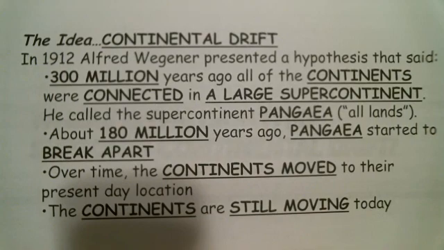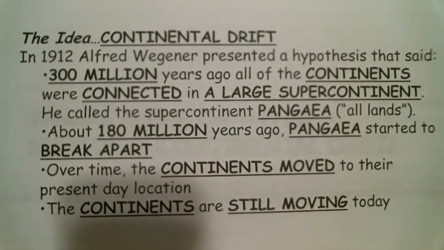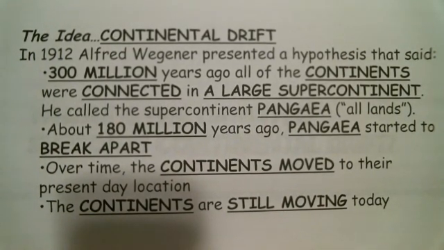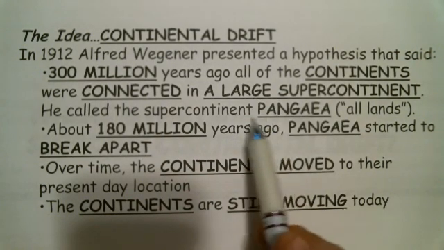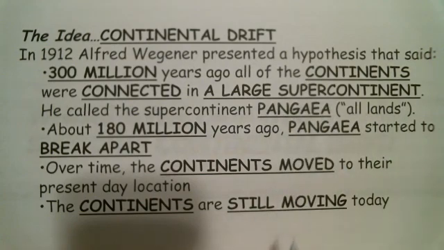The main idea that we're talking about here is called continental drift. In 1912, Alfred Wegener presented a hypothesis that said that 300 million years ago, all of the continents were connected in a large supercontinent. He called this supercontinent Pangaea, which means all lands. Pan is a prefix meaning all, and then Gaea referring to land.